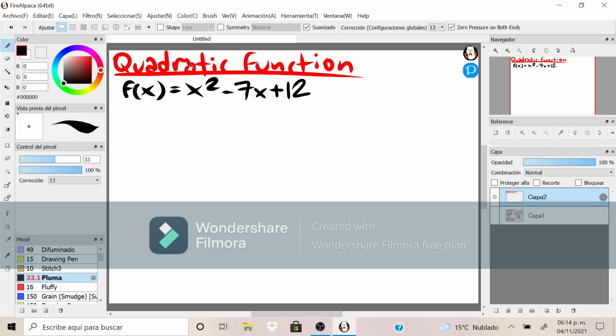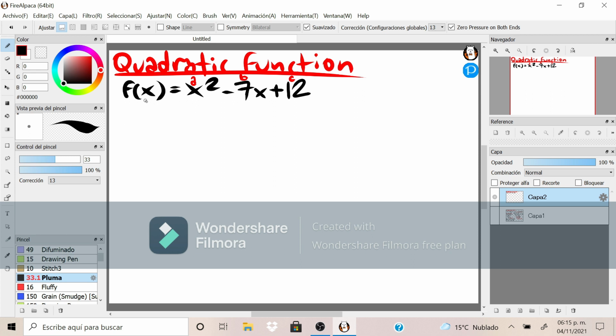It's going to be easy. Let's just do it together. The first thing I like to do is to separate the equation. We're going to name the parts A, B, and C. This is optional, but I do it because I get confused easily. So the x squared term is A, the minus 7 is B, and the 12 is C.